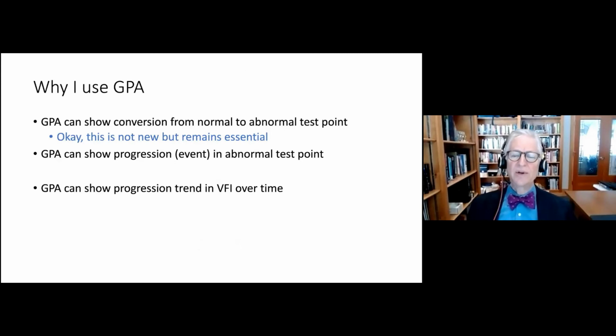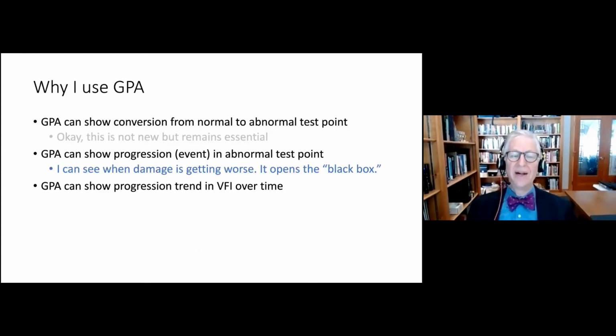It can show conversion from normal to abnormal, but the standard single field analysis can do that. It's essential, but it's not new. It can show progression as events, points that have gotten worse from the baseline. In essence, it's opening up that black box and letting us see when damaged points get worse, or even when normal points are just hitting the range of statistical significance but have progressed.